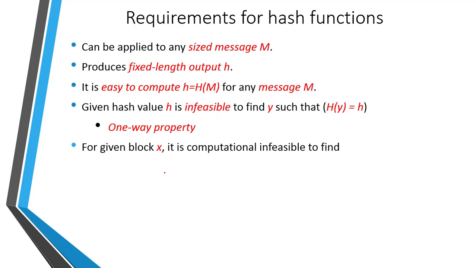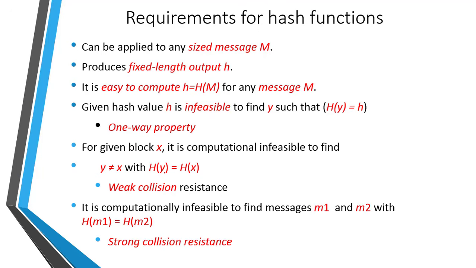Now, for a given block x, it is computationally infeasible to find y not equal to x with H of y equal to H of x. This is known as the weak collision resistant property of the hash function. So, if both the values are not equal, then we cannot say that the hash values of both are equal.